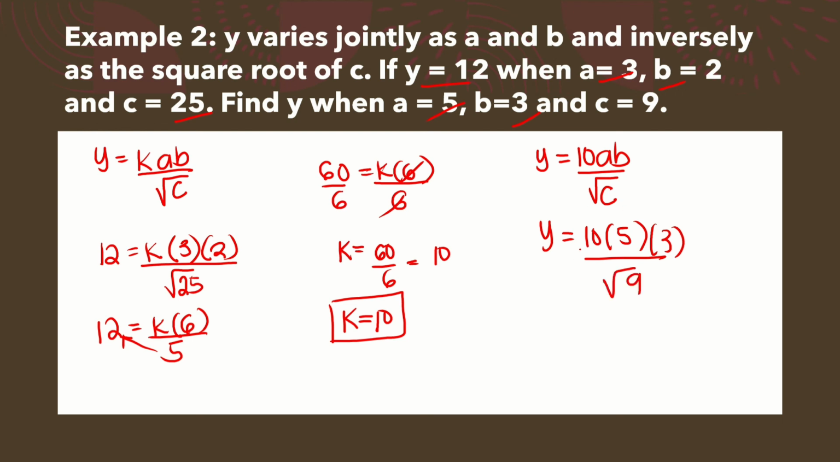So notice that if we simplify square root of 9, we have y is equal to 10 times 5 times 3 all over 3. Then we can cancel this out. What is left is 10 times 5. The value of y here is 10 times 5, and that is equal to 50.